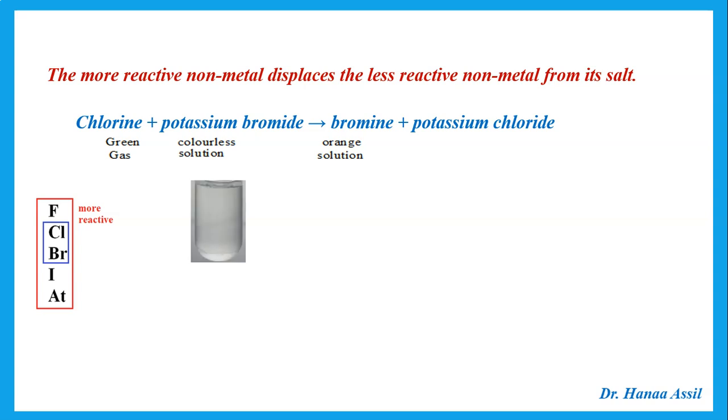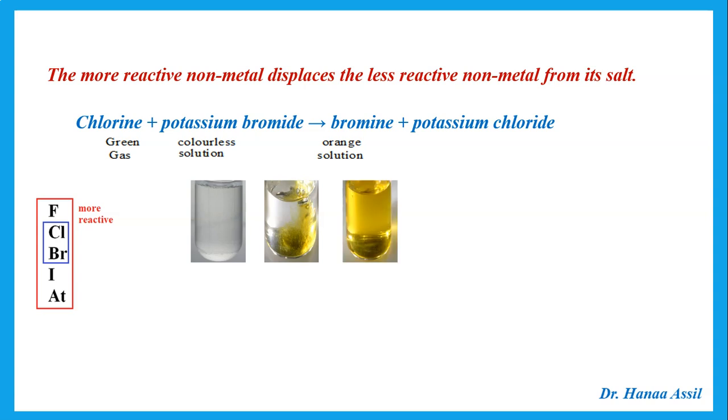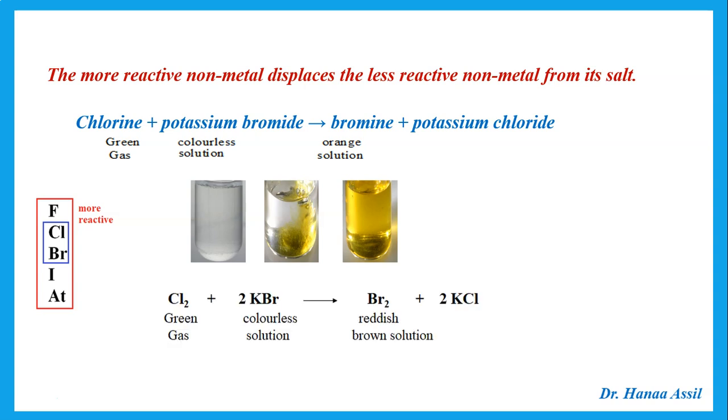Now, what is potassium bromide? Potassium bromide, this is a compound of group 1. It's colorless. But when we put in chlorine gas or chlorine solution, then the chlorine will displace the bromine and we start to have an orange solution due to the formation of bromine. And you should be familiar with writing the balanced equations for these.